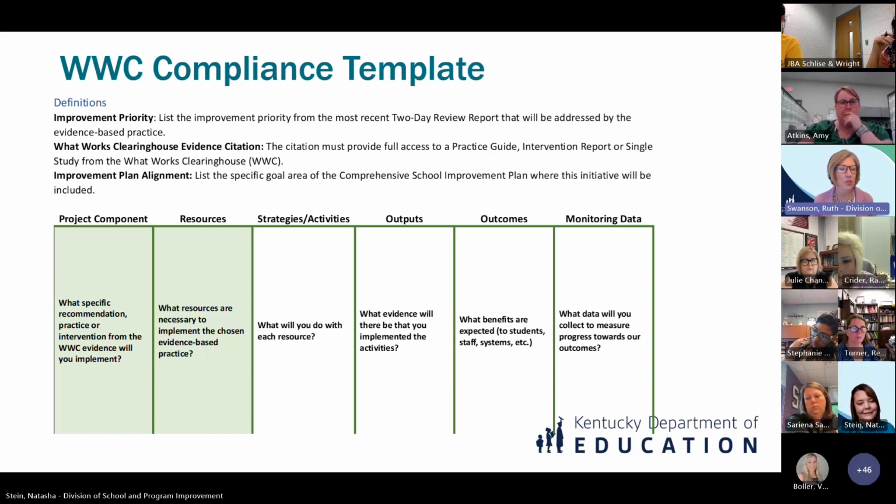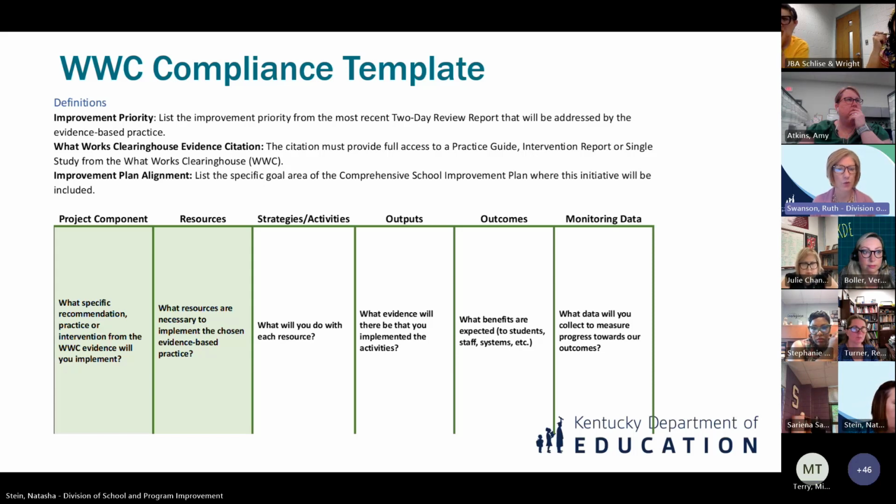Then when you get to strategies and activities, here's where you're going to lay out what we're going to do with each of these resources. So if the educational consultant was one of our resources, here's where we can lay out, okay, this person is going to provide 18 hours of training. We're going to have 6 of it during back to school time, and then 3 hours each quarter is going to be the virtual sessions that were mentioned. So what are you going to do with each of these resources?